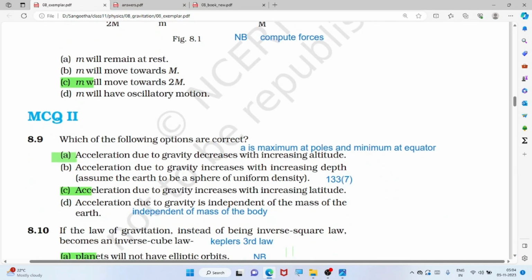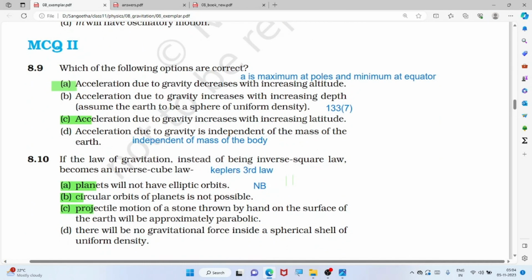Question number 9. Which of the following options are correct? Acceleration due to gravity decreases with increasing altitude. Okay. When we go above the earth, the acceleration due to gravity decreases. Acceleration due to gravity increases with increase in depth. This is wrong. When you go inside the earth, it decreases.